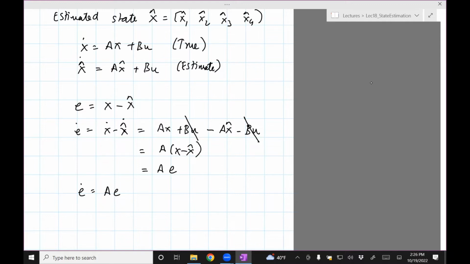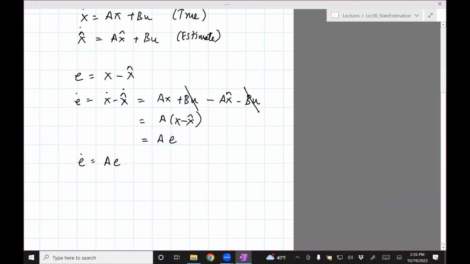But if the eigenvalues of A are positive, then you see that your error will grow exponentially fast, which means that if there are small errors, let's say your initial estimate of e was off by delta of 0.1, it'll actually grow exponentially with time. So it's a good technique, but doesn't work when the system is unstable. So for a stable system, it will work.